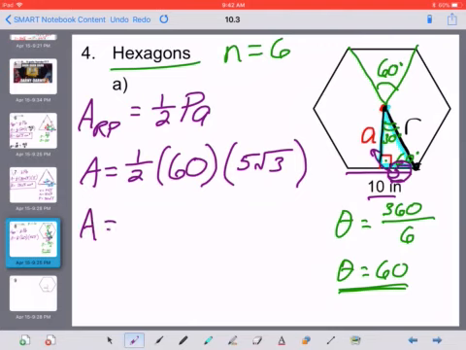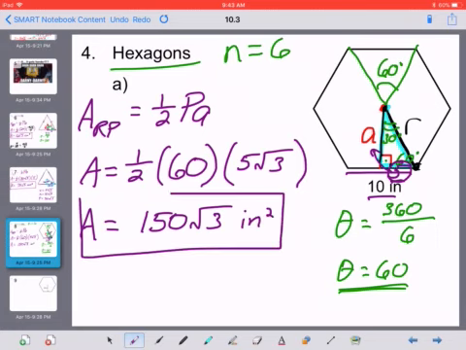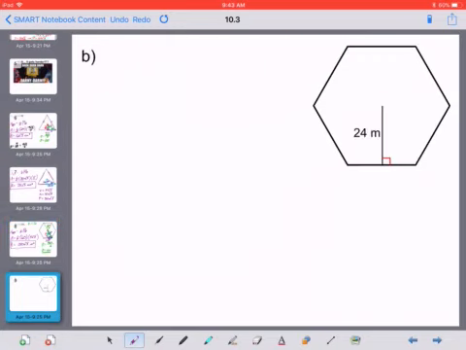And that should cover us, everybody. Half of 60 is 30. 30 times 5 is 150 times the square root of 3. And then we've got square inches for the area of that figure. And let's see if we can't finish up this last one here real quick.